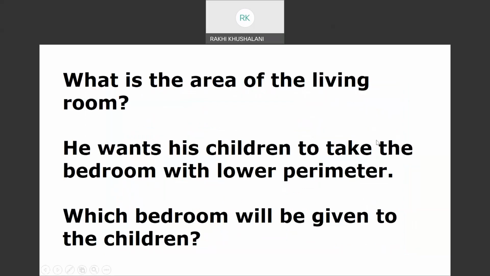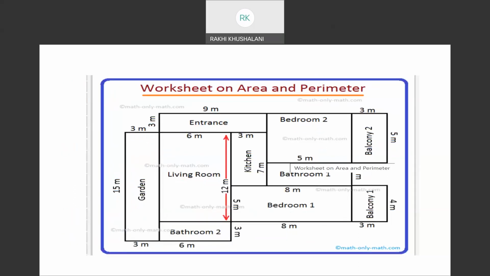What is the area of the living room? Now, children, here the living room is given. I am not going to pick up a scale and sit and draw an equal number of squares here. The architect is not going to make equal squares to find out the area of the living room. It is not possible.